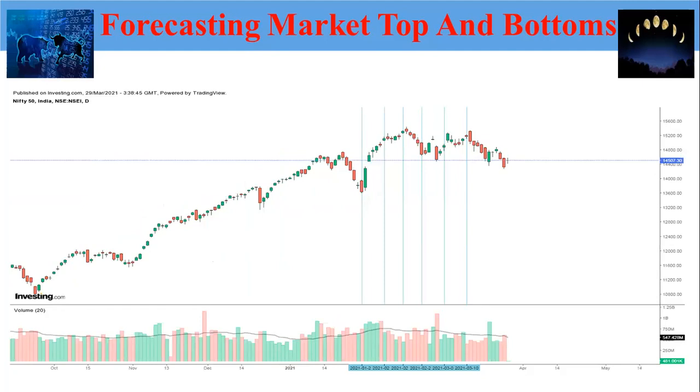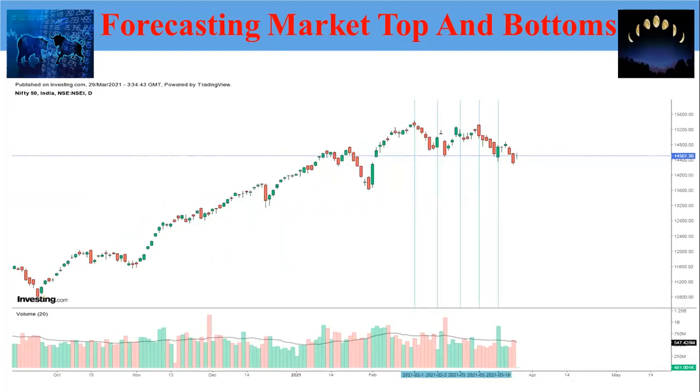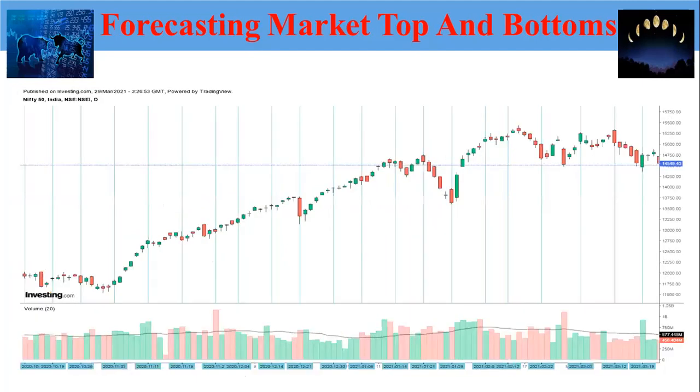Likewise, you can see on this chart, 75 to 82% of the time, the dates which you have calculated will work. This one also, the same. This one also, based on that particular theory.